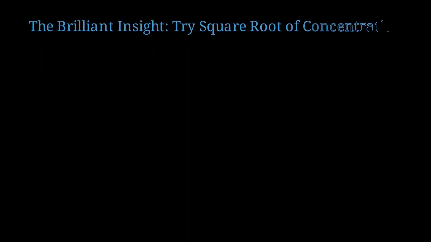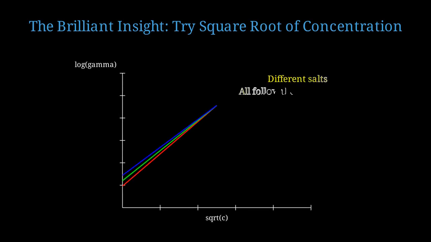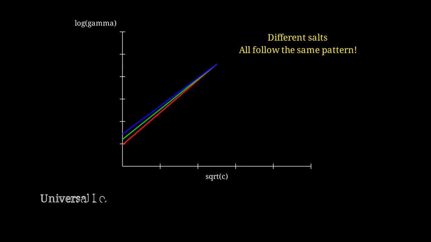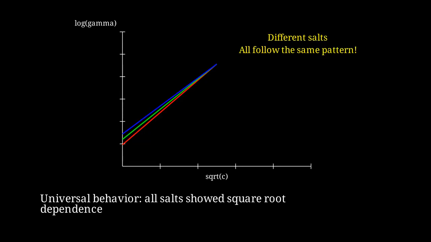Then came the brilliant insight. What if they plotted the deviations against the square root of concentration instead? When they made this plot, something remarkable happened. All the salts, regardless of their chemical identity, fell on nearly parallel straight lines at low concentrations. This was astonishing. It meant there was something universal about ionic solutions that depended on the square root of concentration, not concentration itself. Now you might be wondering, why does the square root of concentration matter?